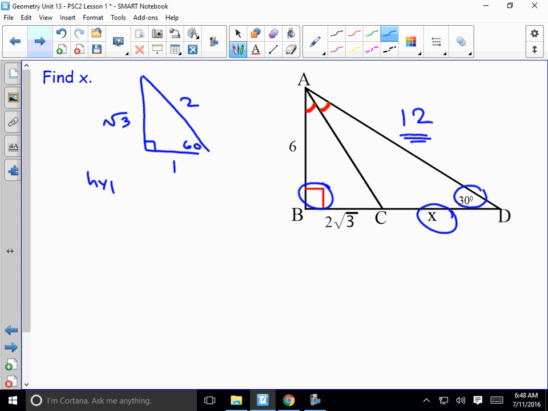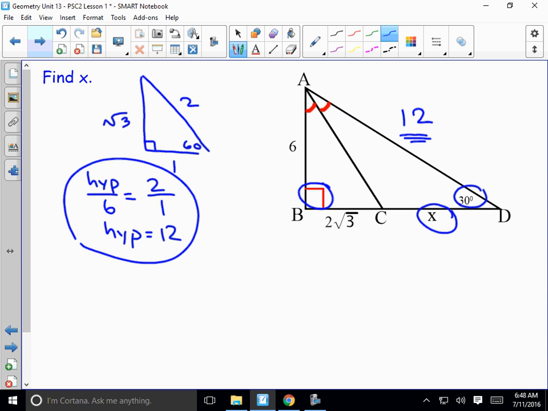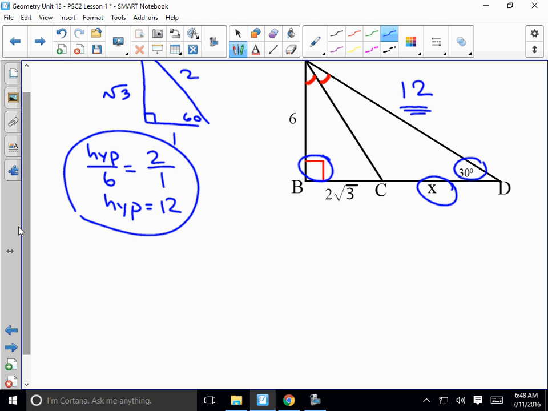If we want to find the hypotenuse over base, 6 equals, and then we go to our reference triangle, 2 over base 1. Short leg is on bottom, hypotenuse is on top, and then we can cross multiply and see that the hypotenuse equals 12. So that is review of our 30, 60, 90 triangle. And then once we have that piece, we can set up and solve our relationship here because of the angle bisectors. So left side over bottom equals right side over bottom.